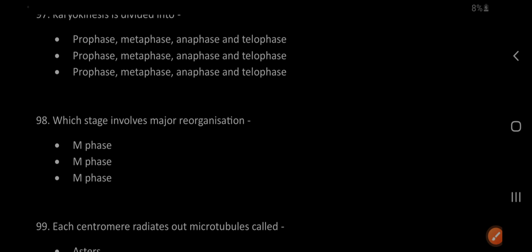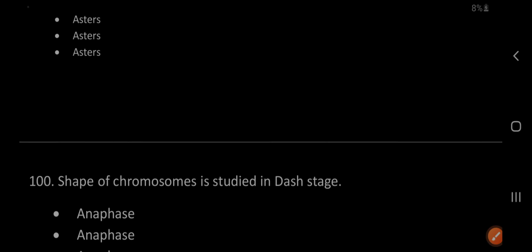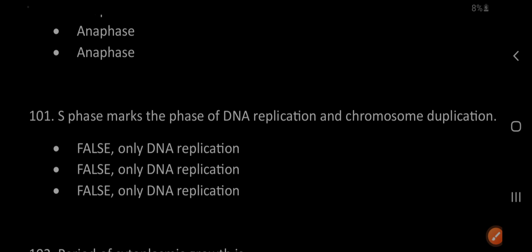Karyokinesis is divided into prophase, metaphase, anaphase and telophase. Which stage involves major reorganization? M phase. Each centrosome radiates out microtubules called asters. Shape of chromosomes is studied in anaphase stage. S phase marks the phase of DNA replication and chromosome duplication. False, only DNA replication.